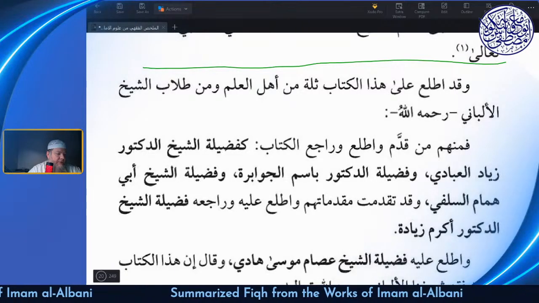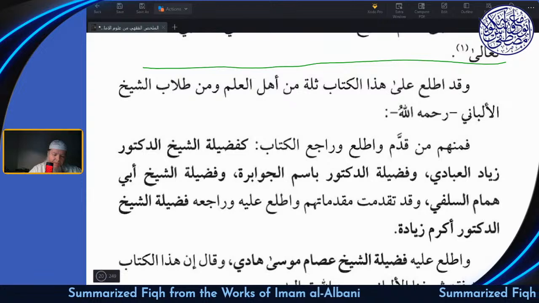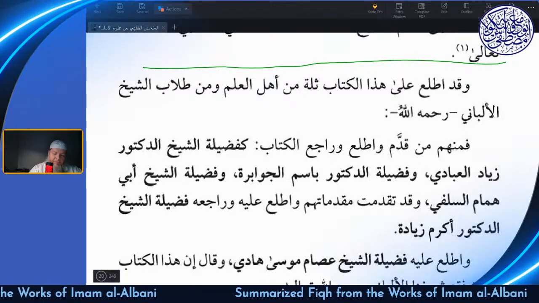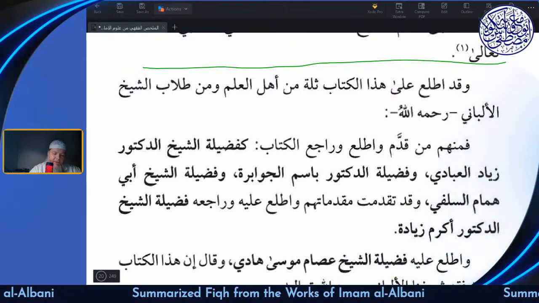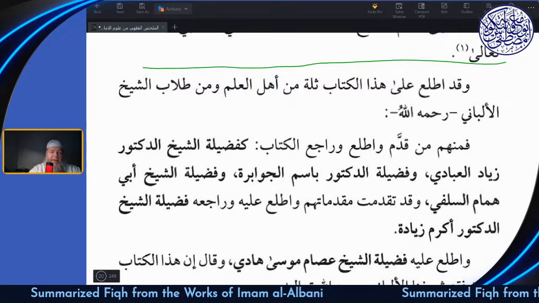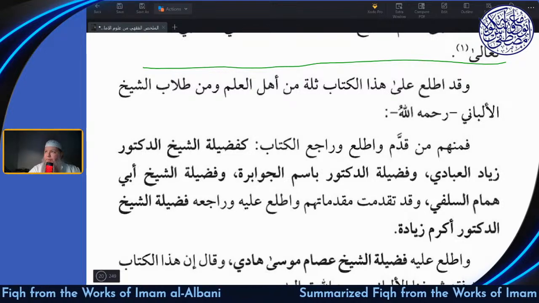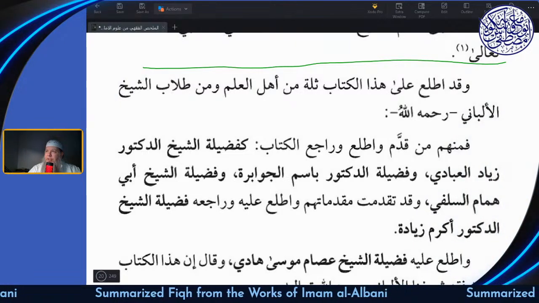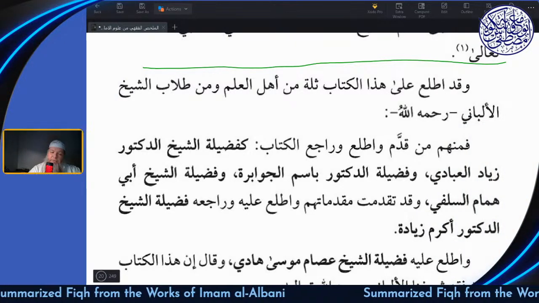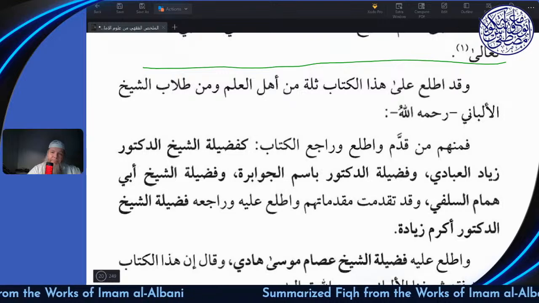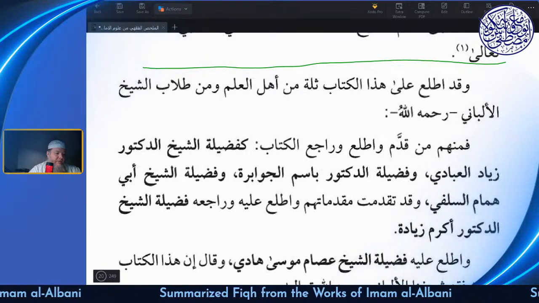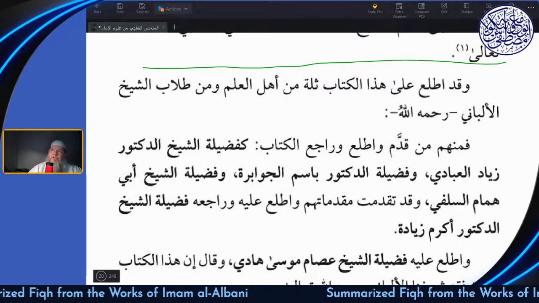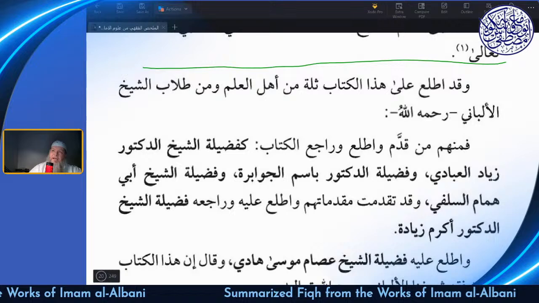We continue with our reading of the book ملخص الفقه من علوم الإمام الألباني, the summarized fiqh from the works of Sheikh al-Albani, al-Imam al-Albani rahimahullah ta'ala, written by Abi Islam Sulaiman Mubarak rahimahullah ta'ala. I have placed in the chat the link for the one who comes in and wants to read. And we'll continue, inshallah, with the introduction, and we will enter into Tahara today, bi'idhnillahi ta'ala.